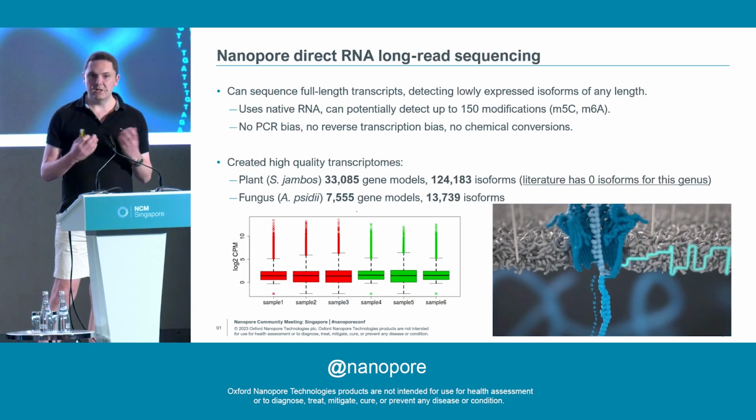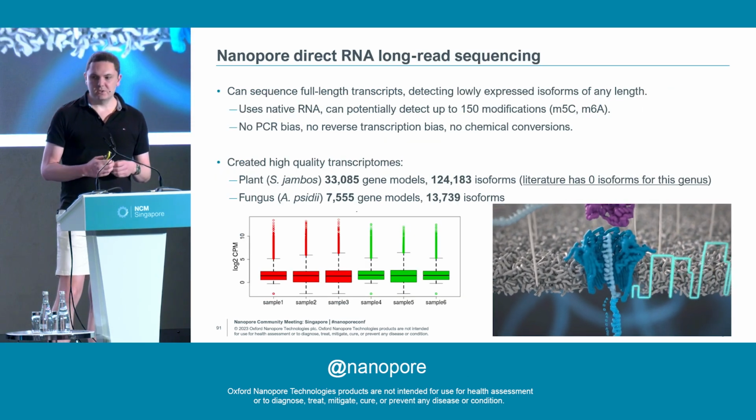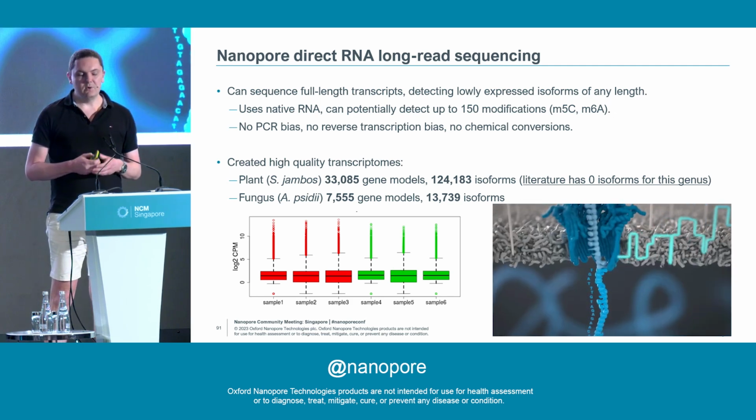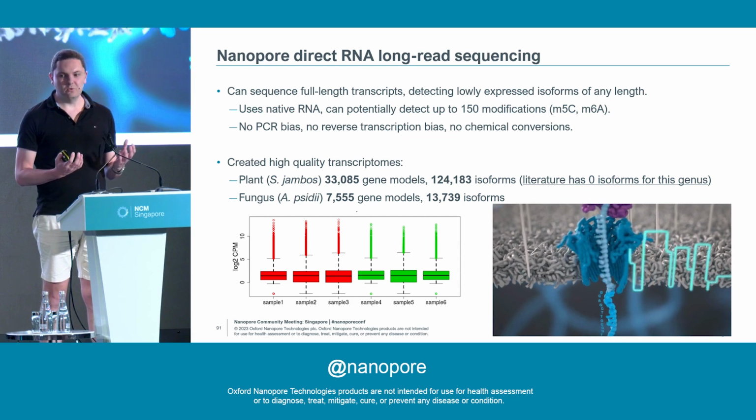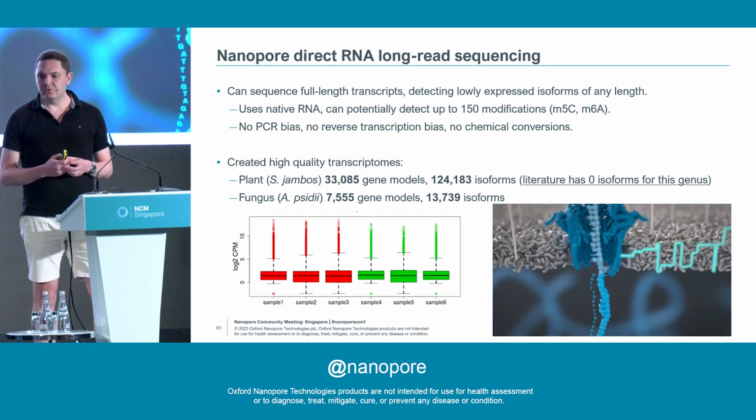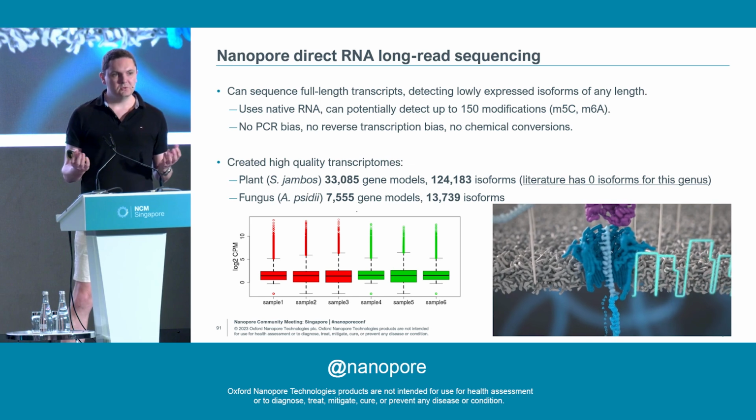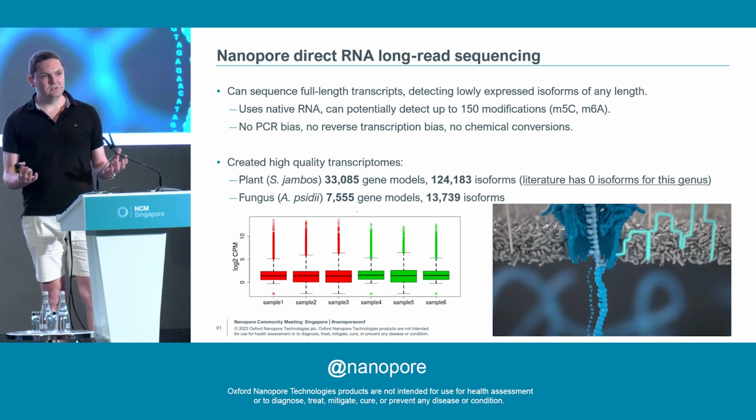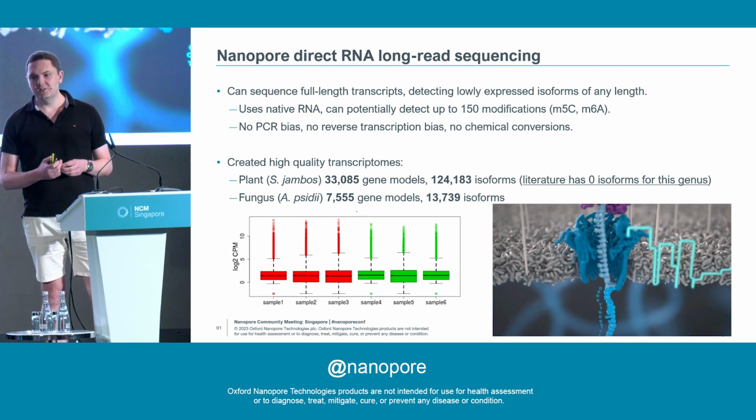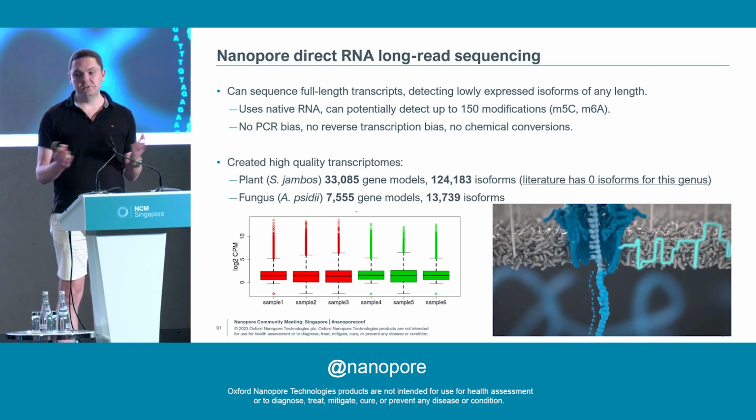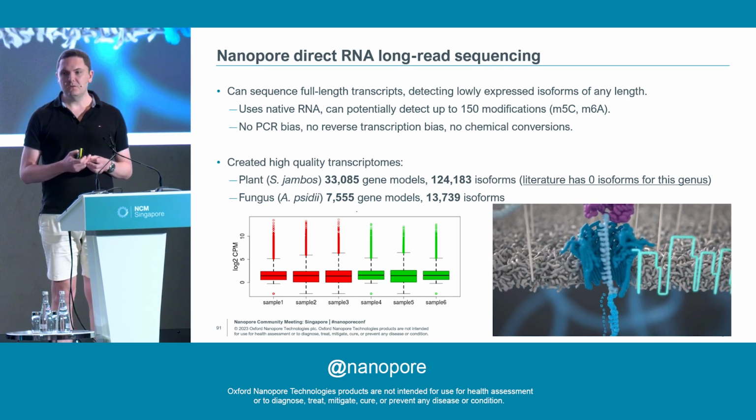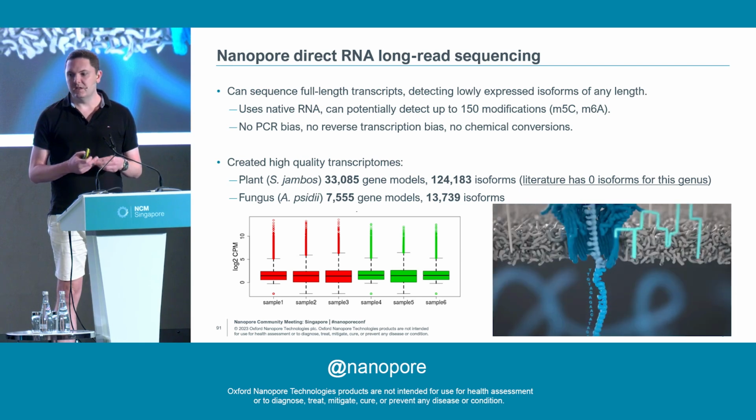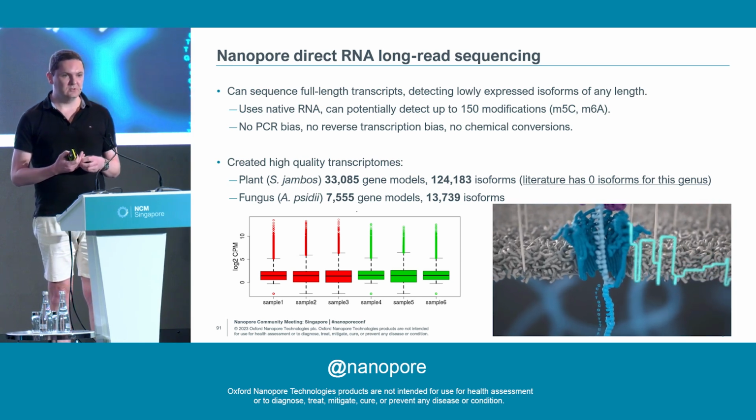We performed nanopore direct RNA sequencing, which has many benefits, which I can go into at the break. And we really created high-quality transcriptomes for the plant and the fungus. So for the plant, we got 33,000 gene models, which is about what we expect. And we saw 124,000 different isoforms, which is really novel because the literature for many of these plants reports 0 isoforms at all. For the fungus, we got a really great transcriptome, which is over 7,000 gene models, and also many isoforms, about 14,000 isoforms.